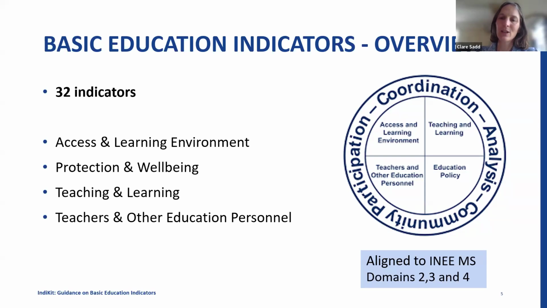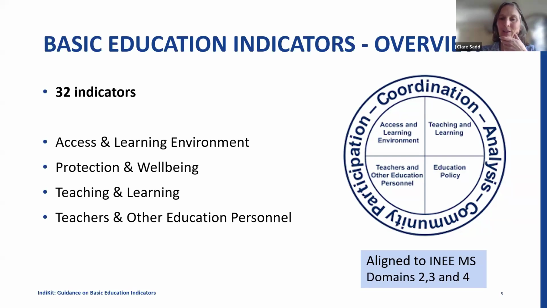We haven't currently included indicators on domain 1, so on the foundational standards. This is partly because they're covered under some of the cross-cutting indicators that we have already on Indikit. And when we go onto the platform, we can talk you through some of those cross-cutting indicators as well. So you'll see that a lot of these foundational standards around coordination and community participation and analysis are somewhat covered under some of the indicators we have under those cross-cutting indicators on the platform.